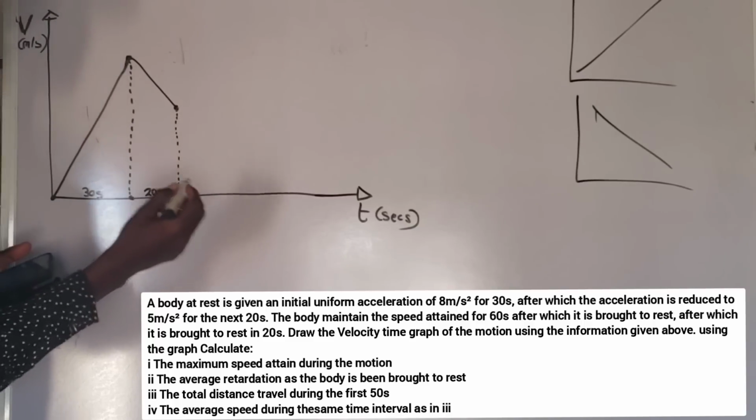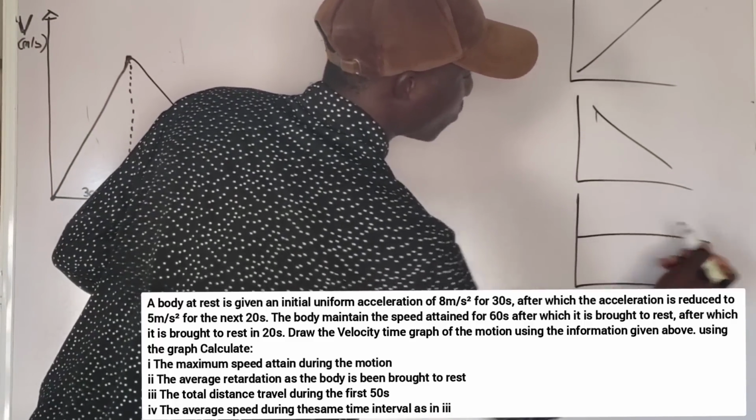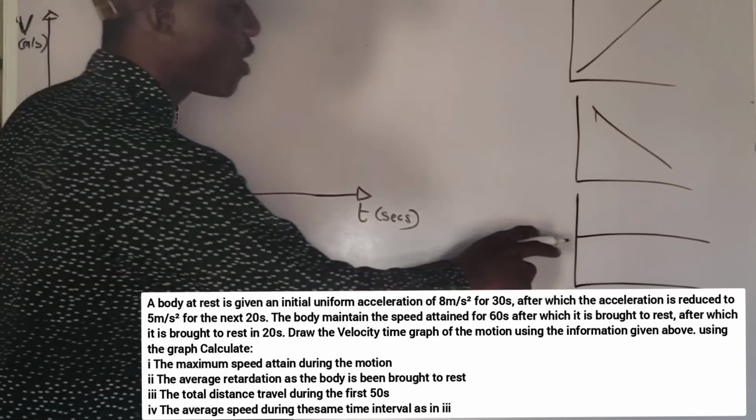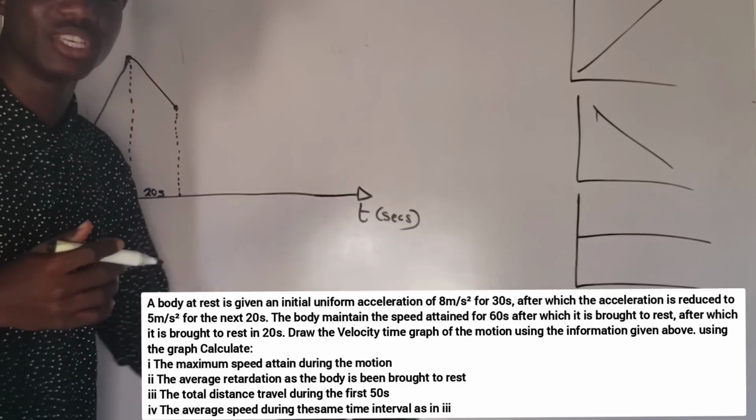Now, if it maintains the speed at constant speed, that is at constant velocity, the graph will look like this. I'm very sure, if maybe you missed the first, second, and third class, you can check the playlist on this channel. Watch it to understand what I'm doing here. When at constant speed, this is how the velocity time graph will look like. You understand? When the speed is constant.